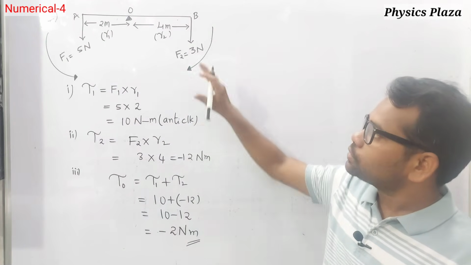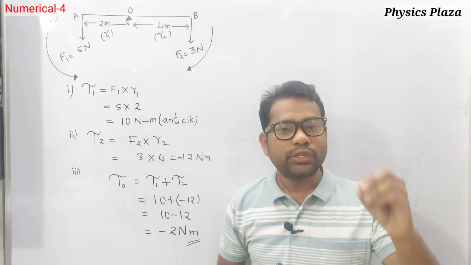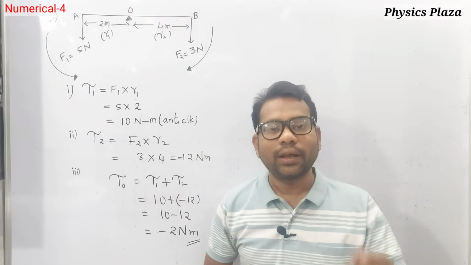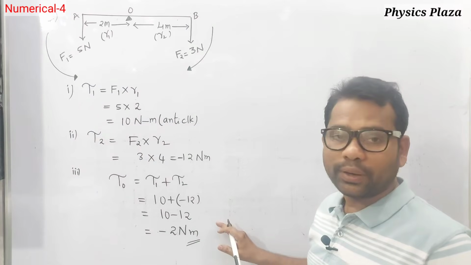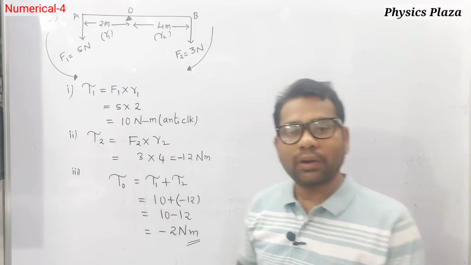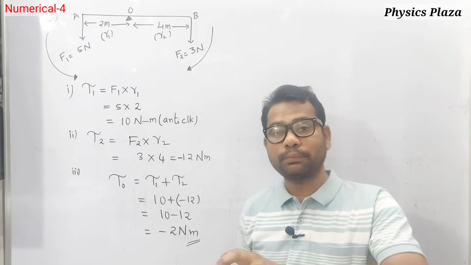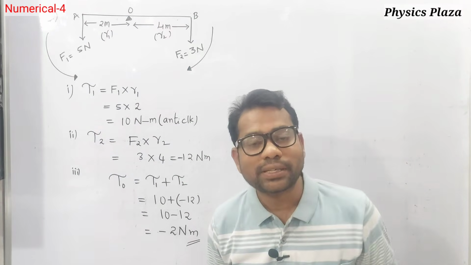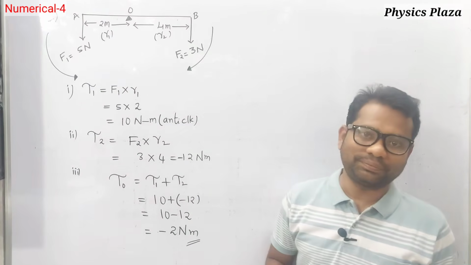Is it clear, children? Just try to understand the diagram, and here you need to identify which force will produce a clockwise moment and which force will produce anti-clockwise. Otherwise, it is too difficult to solve the numerical. I mean, you may solve the numerical, but we may not get the correct answer. Why? Where we should take a plus sign and where we should take a minus sign are very, very important. Okay, just copy this. We'll proceed to the fifth numerical.